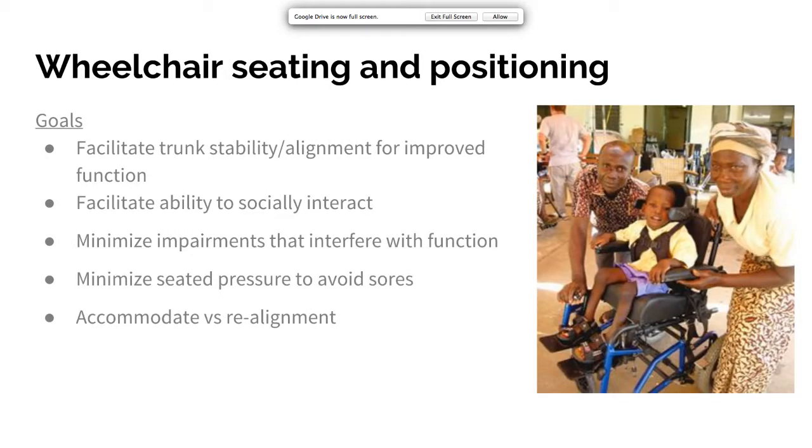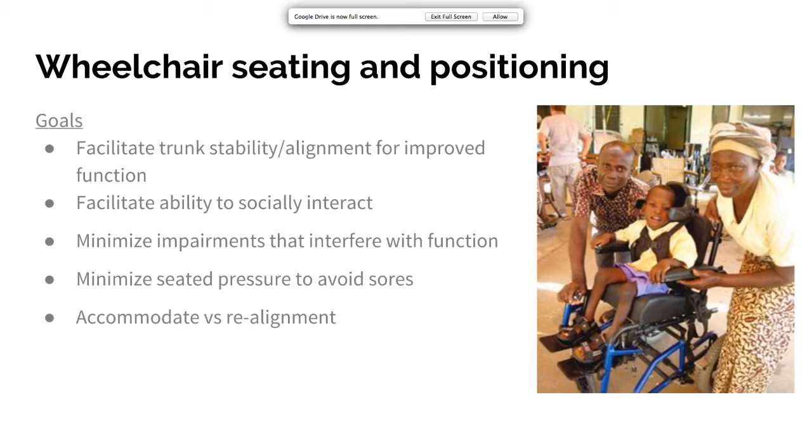When determining positioning for a child in a wheelchair, these are goals you should keep in mind. It is important to facilitate trunk stability and alignment, as having a solid base of support will allow for improved function with reaching and other tasks involving the extremities. You may need to add lateral support, chest straps, or seat belts to ensure proper alignment in the chair. As emphasized through this presentation, getting a child with cerebral palsy upright allows them to socially interact with their peers, families, and others. This is very important for their development and well-being.